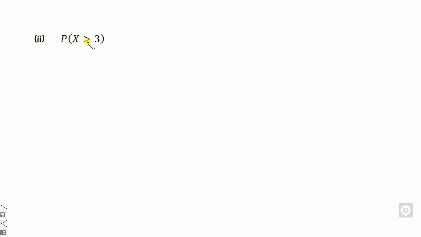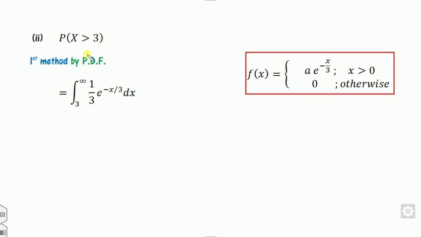The second part is we have to find this value. So again we will solve this by using the PDF and by using the CDF. We will discuss the two methods again for each problem. So firstly we will discuss it by the PDF.